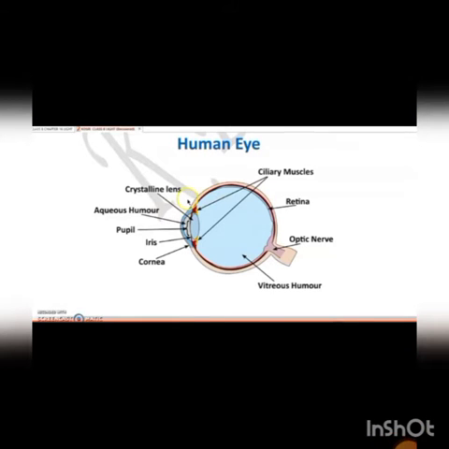Next, very interesting topic, human eye. The human eye is a complex optical device created by nature. It helps us to see things, distinguish colors, size and perceive depth and direction. Now, to understand the function of the human eye, let us first learn about its structure. The human eye is held in position by muscles.